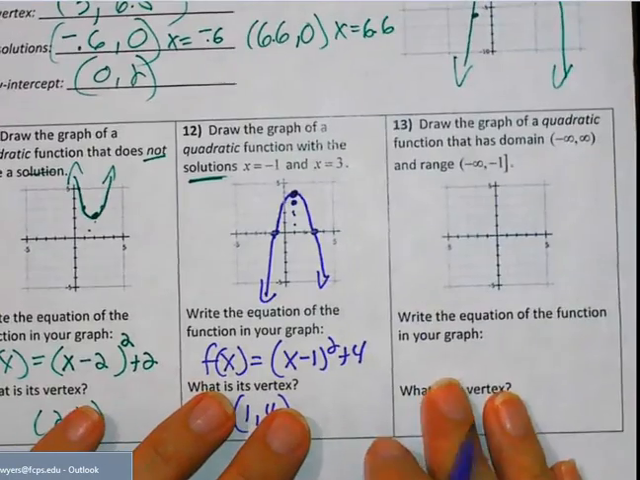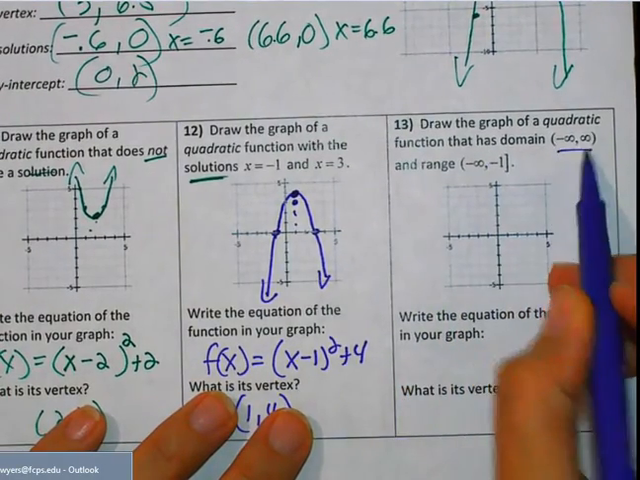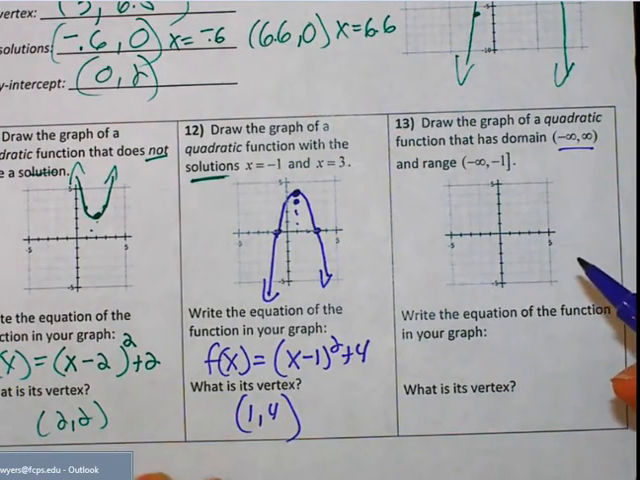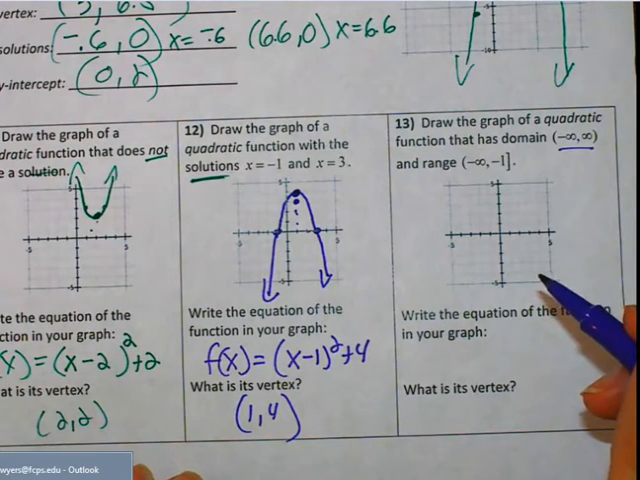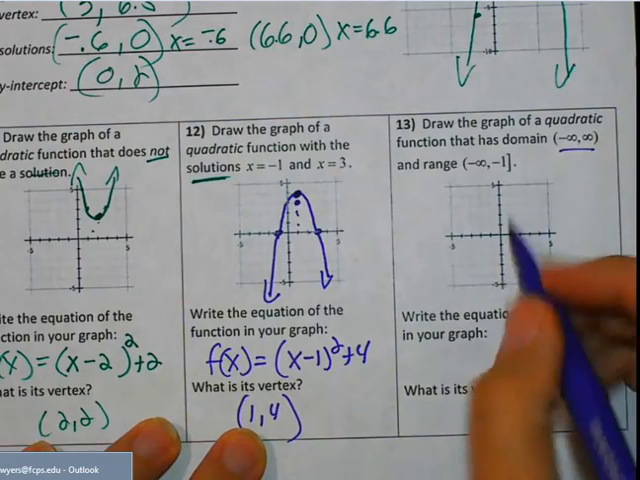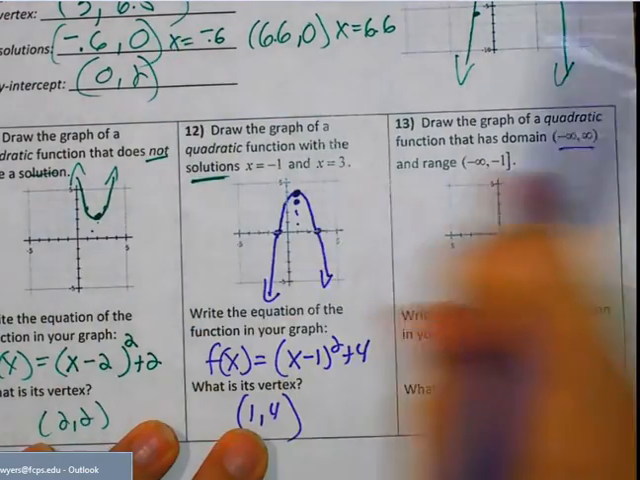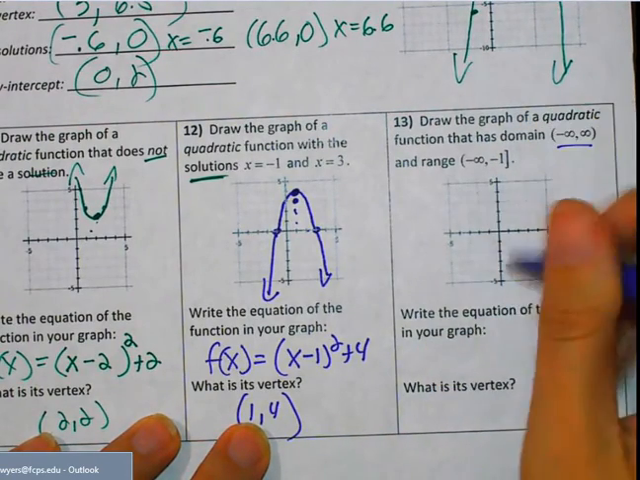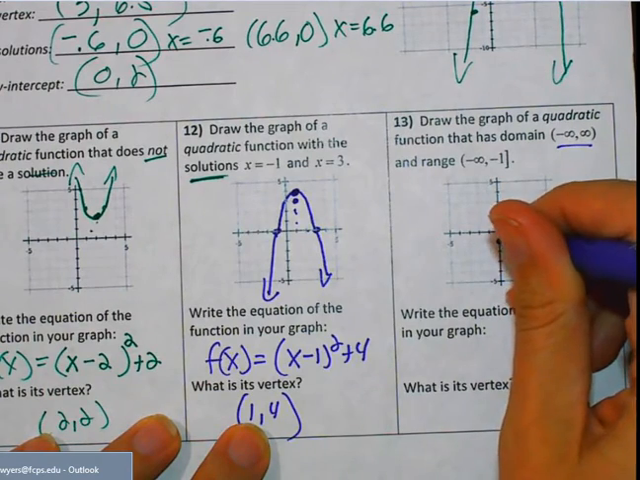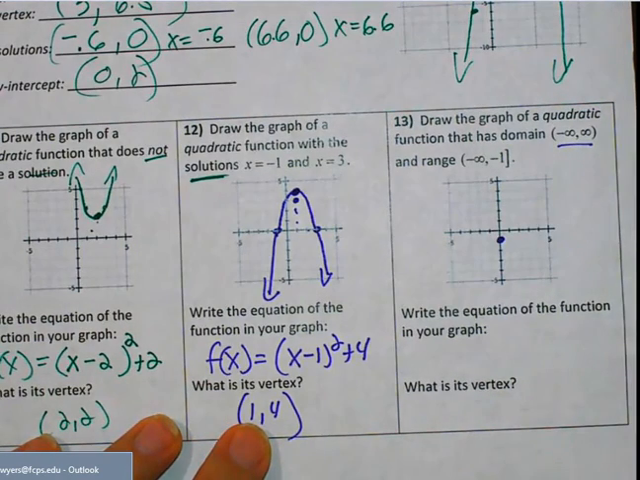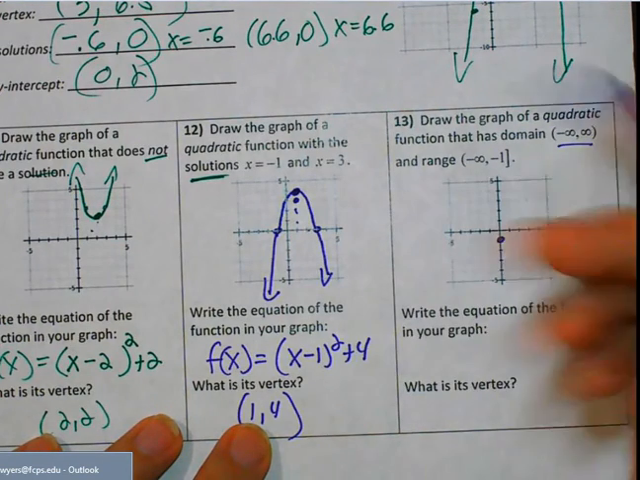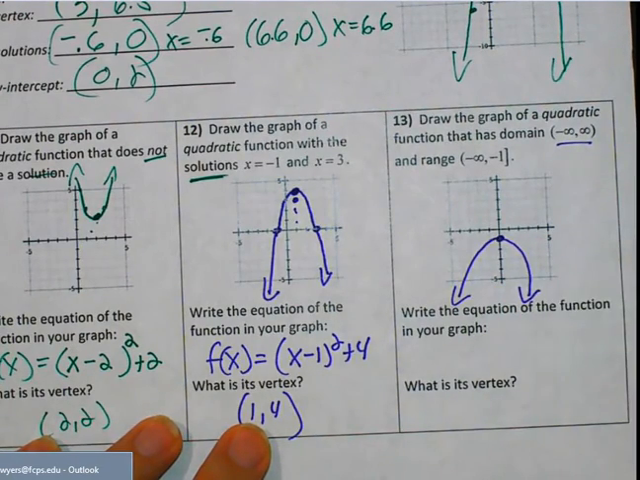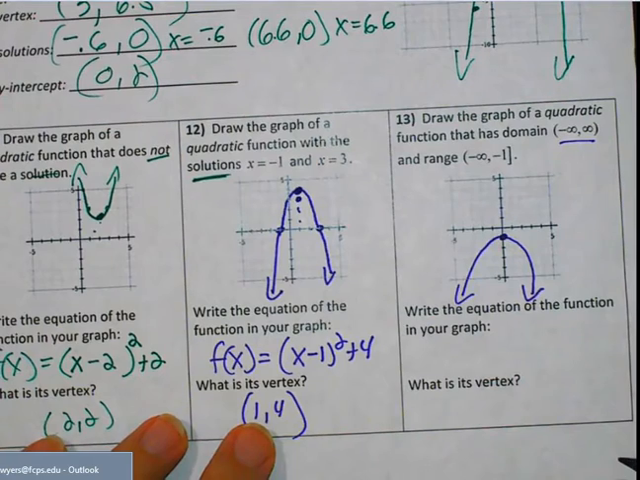All right, and the last one says draw the graph of a quadratic function with a domain of -infinity to +infinity and a range of -infinity to -1. Okay, so I know that my parabola has a domain of -infinity to +infinity, and it's going from -infinity and stopping at -1. So it's stopping right here at -1. And because the range is from -infinity to -1, this graph has got to turn down for that range to be correct. It couldn't turn up because it's not going to +infinity.